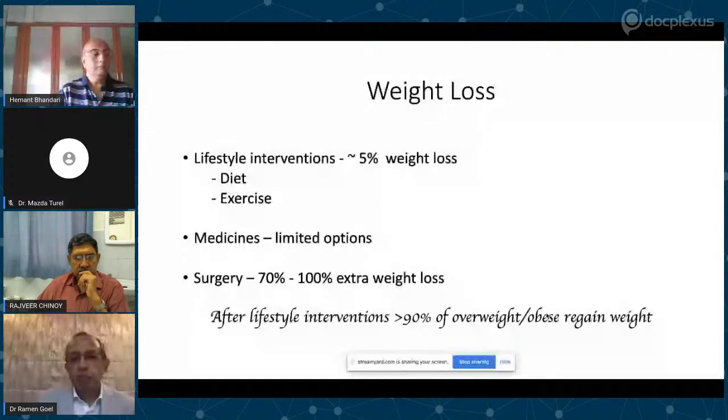And surgery is required because after lifestyle intervention, that means diet and exercise, 90% of them will regain the weight. Where the weight loss is 5 to 10%, and on the other side there is a surgical intervention like bariatric surgery, where weight loss can go up to 100% depending on many factors, and people are able to maintain it long term.